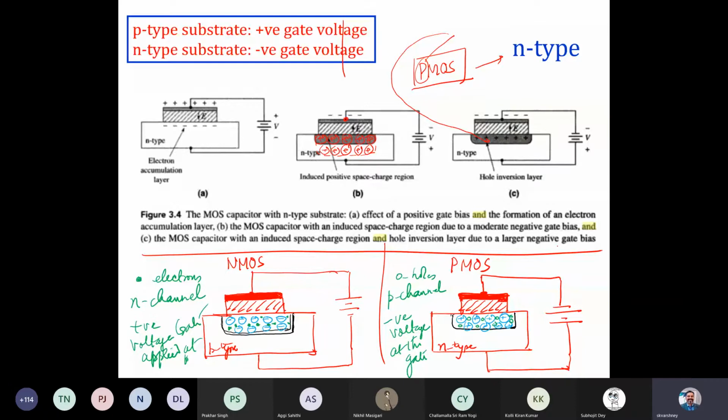Just to recap, the magnitude of the gate voltage determines the depth of the channel. If you keep on increasing this VGS, more space charge region is getting created. That means more electrons get into this inversion layer, this space charge region. So it depends on the magnitude of the gate voltage which is applied, in both situations.